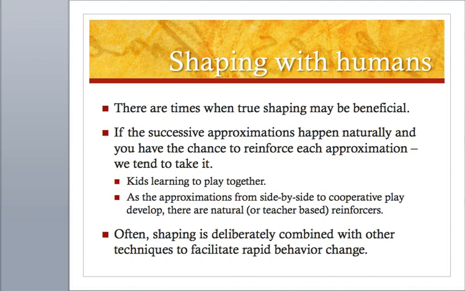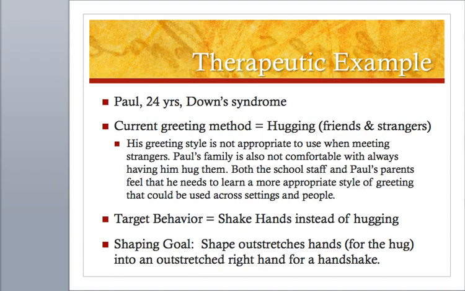Often shaping is more deliberate, combined with other techniques to facilitate rapid behavior change. So I want to give you an example, a therapeutic example, of a young man, 24 years old, named Paul, who has Down syndrome. In this example, Paul's current greeting method was to hug people. And this behavior had developed with teachers and family members, but it began to generalize to strangers and people that he did not know well.